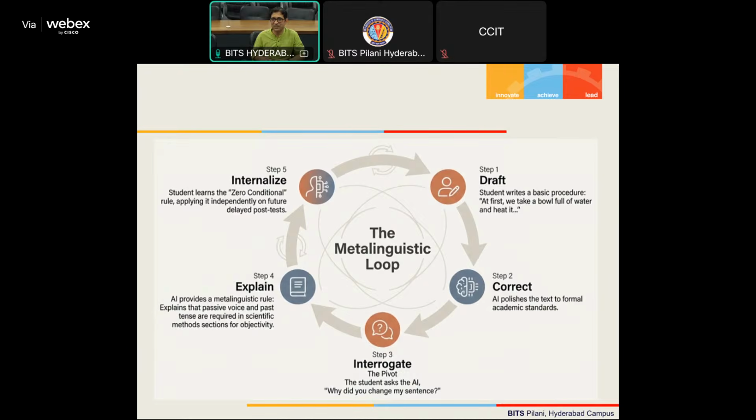So students learn that zero conditional rule, applying it independently on a future delayed post-test. Zero conditional is generally used in sciences. For example, if you say that when you heat a piece of iron, it expands, so "heat" is simple present, and "it expands" is again simple present.